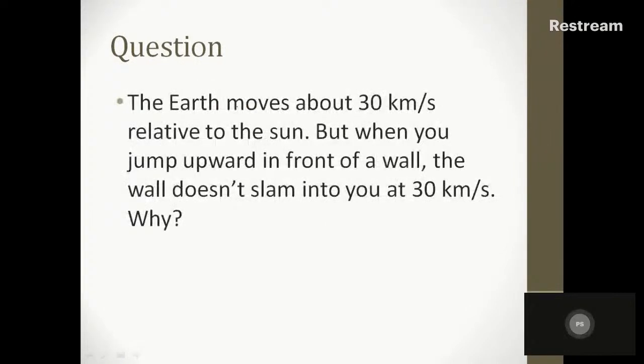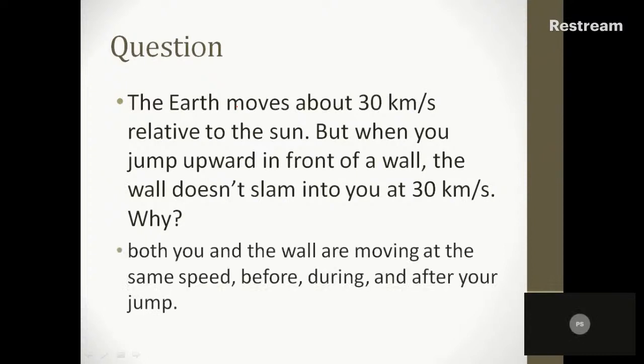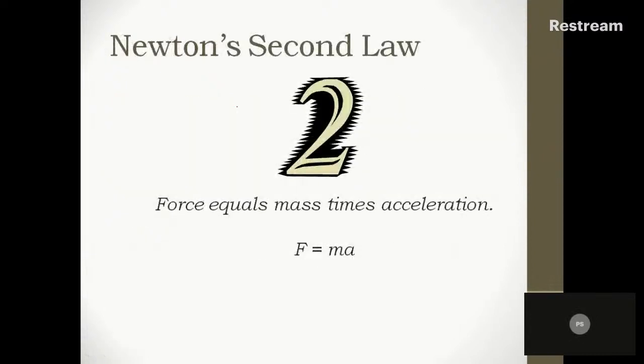So the Earth moves about 30 kilometers per second relative to the sun, but when you jump upward, yes. Newton's laws of motion. What does Newton's first law of motion state? If an object is in motion, it will stay in motion. If it is at rest, it will stay at rest. It's also called the law of inertia.